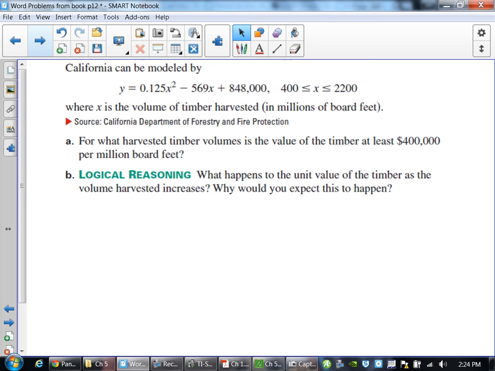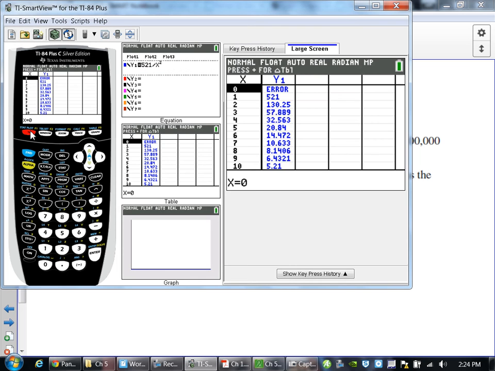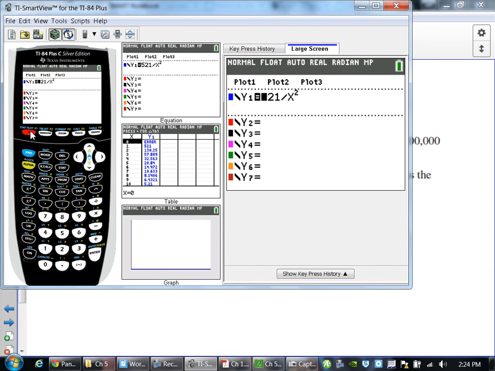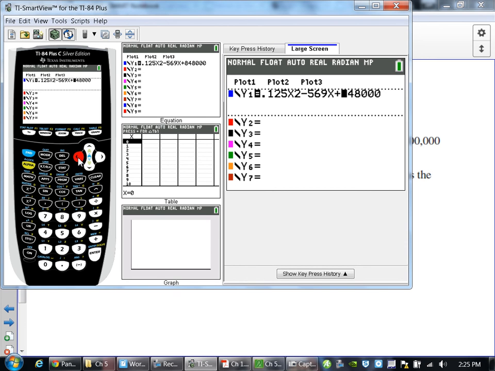So open up the calculator and let's put that in there. It's y equals, I forgot. Silly me. 0.125x squared minus 569x plus 848,000. And I go ahead and, that's just x, I didn't do x squared, sorry about that.